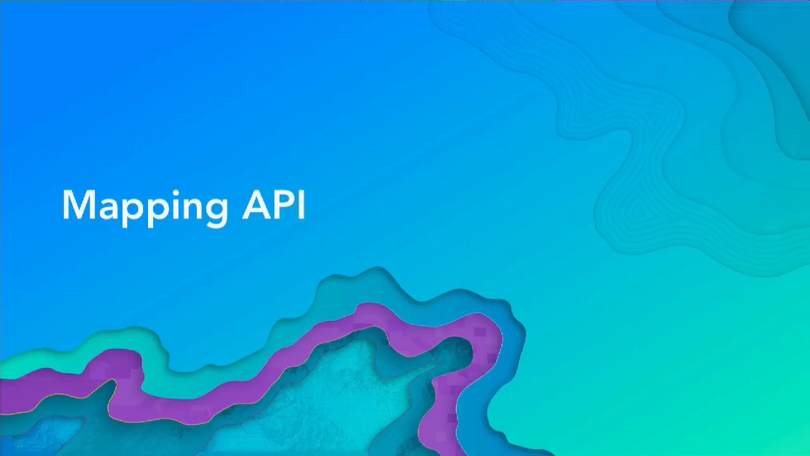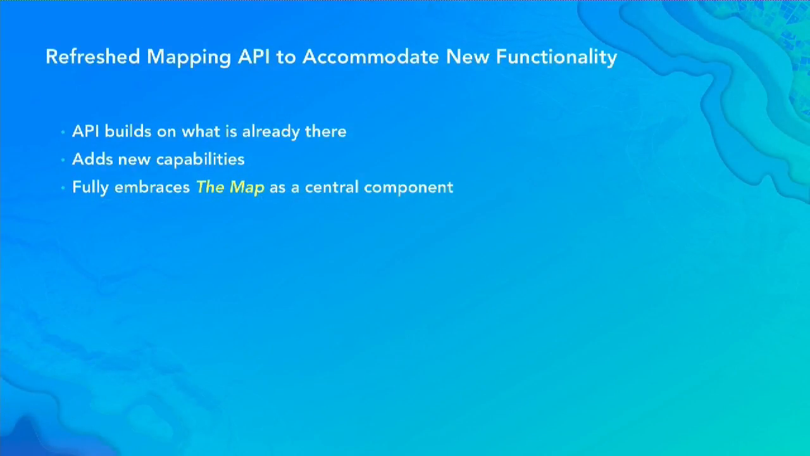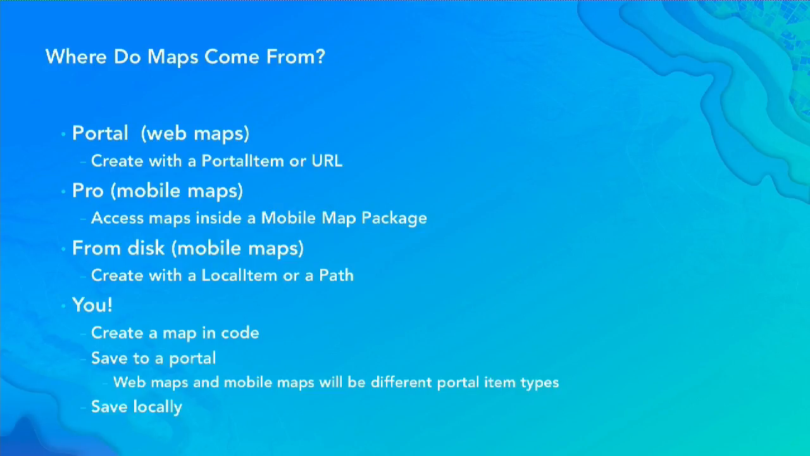So that was a quick introduction to the architecture. Let's have a look at the mapping API changes. I've talked about this already in the intro there. We really are fully embracing the map as a central component. So where do maps come from? They come from web maps, whether it's a portal on top of your ArcGIS Enterprise, or a portal on top of our SaaS offering, ArcGIS Online. The portal is going to give us web maps. They can come from Pro in the form of mobile map packages, and they can come from code.